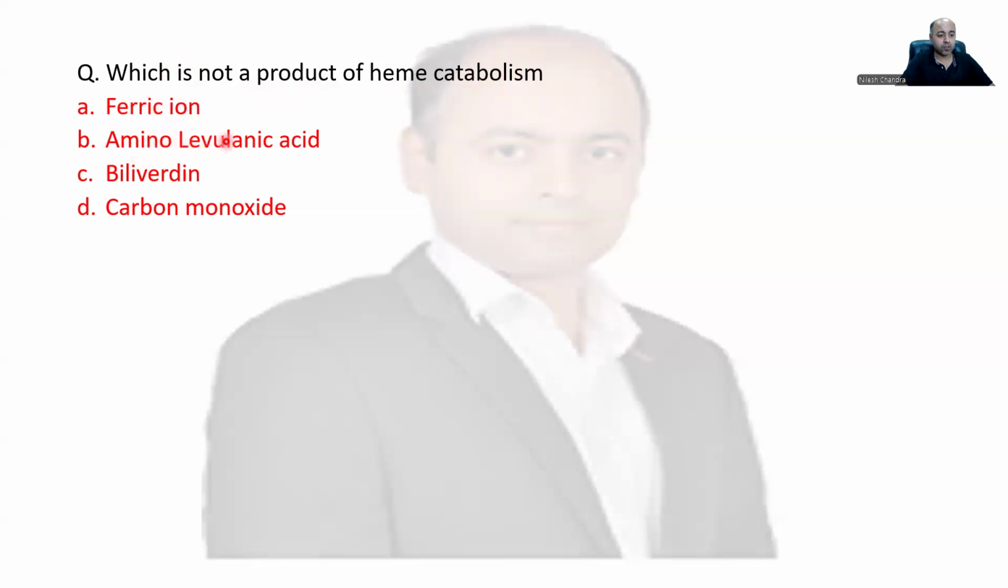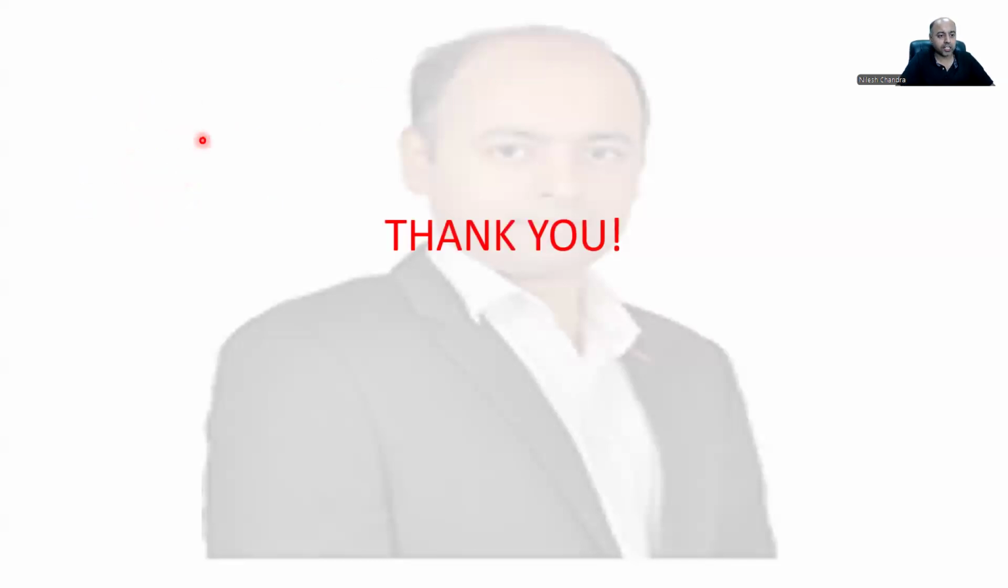Which is not a product of heme catabolism? Ferric iron, aminolevulinic acid, biliverdin, carbon monoxide. Aminolevulinic acid is the product of the first reaction in heme synthesis, not in the heme breakdown. In heme breakdown, we get the ferric iron, biliverdin, and carbon monoxide. Biliverdin is subsequently converted to the bilirubin. So here your answer is aminolevulinic acid.